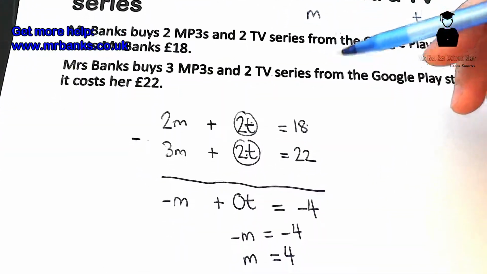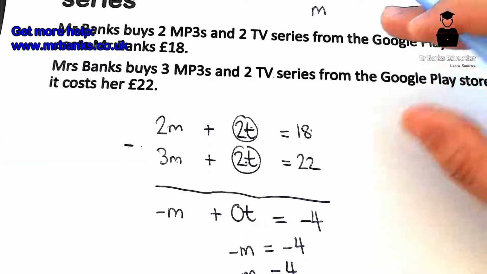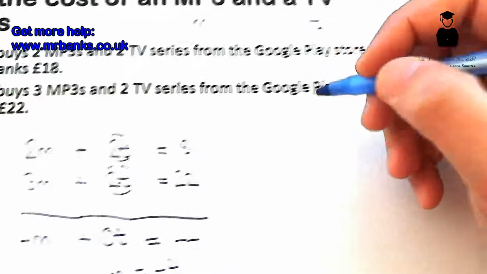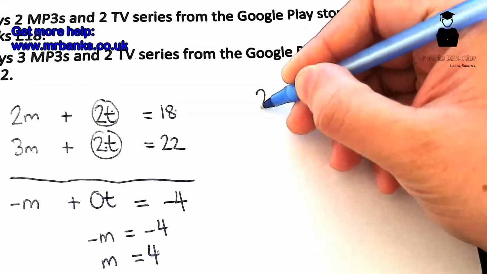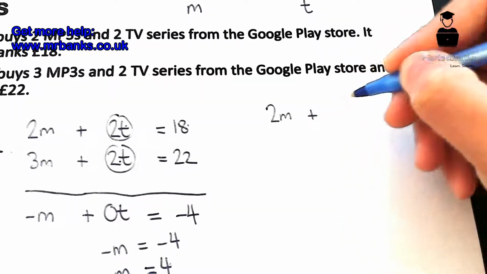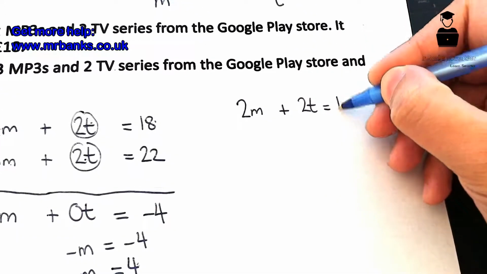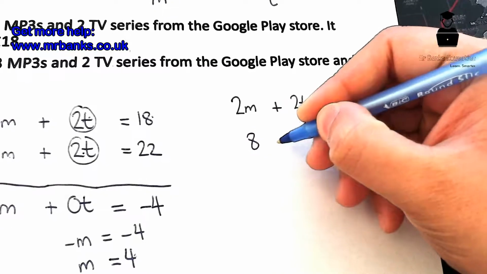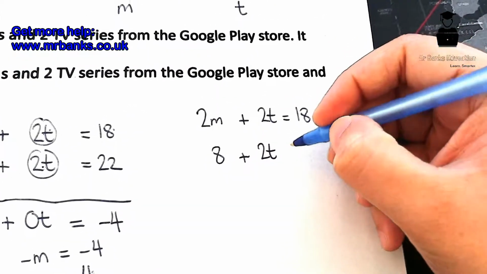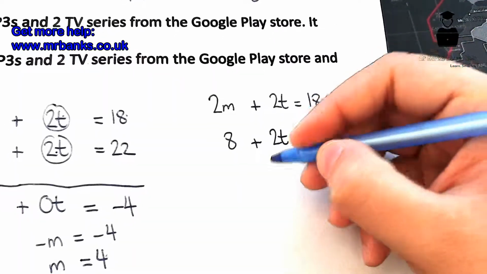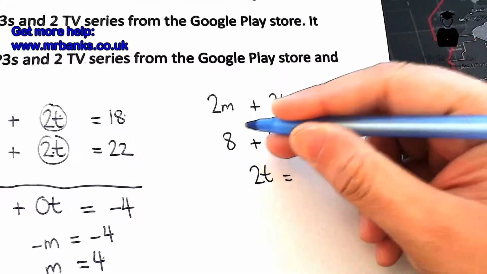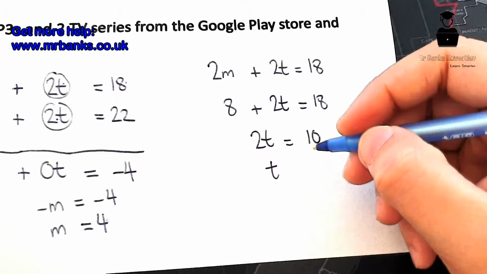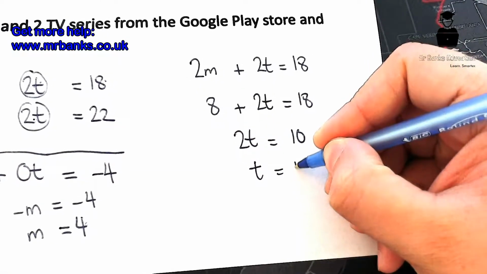M is 4. Okay, so if we want to find out how much a TV series costs, it's quite easy. We just put that, now we know it, we put it back into this equation. So let's just go for the top one. So 2m plus 2t equals 18. Now we know that m is 4, so 2m must be 8. So 8 plus 2t equals 18. Quick rearrange. 2t equals 18 minus 8 makes 10. So that means the TV series, the t, must equal 10 over 2, which is 5.